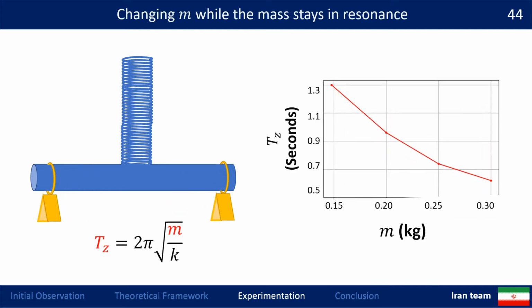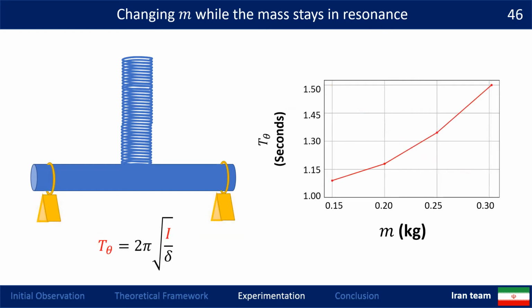So now we will change M while the mass stays in resonance. And we can see that as we increase M, the vertical period of oscillation will decrease. And now if we change M again and compare it to the rotational period, we can see that as we increase M, it is proportional to T theta.